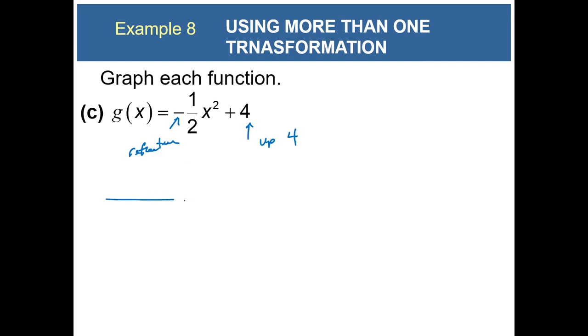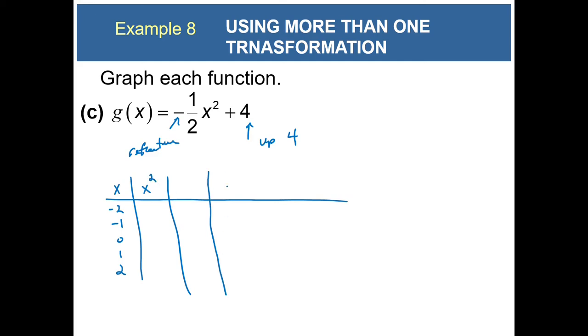To do this problem, I like to make, again, columns to separate the graph into simpler terms. Let's try negative 2, negative 1, 0, 1, and 2. And I like to work my way from inside to out again. So we're going to have to deal with the x squared first. So we'll do x squared. And then we'll have to deal with the negative 1/2 in the front. So we'll have negative 1/2 x squared next. And finally, we'll have the complete function, negative 1/2 x squared plus 4.